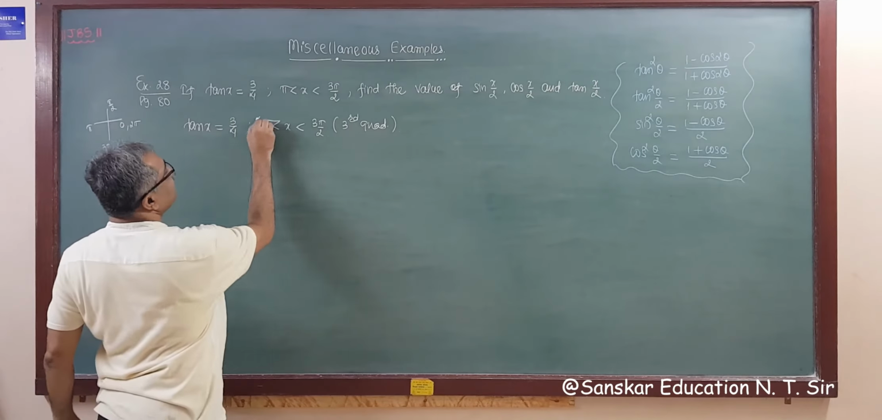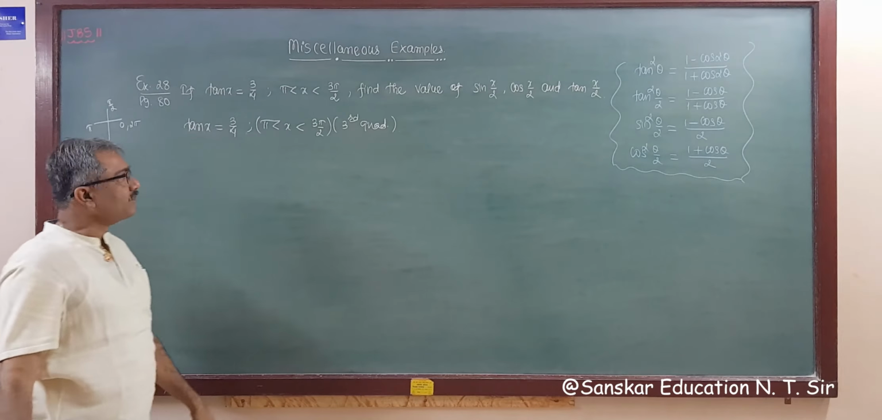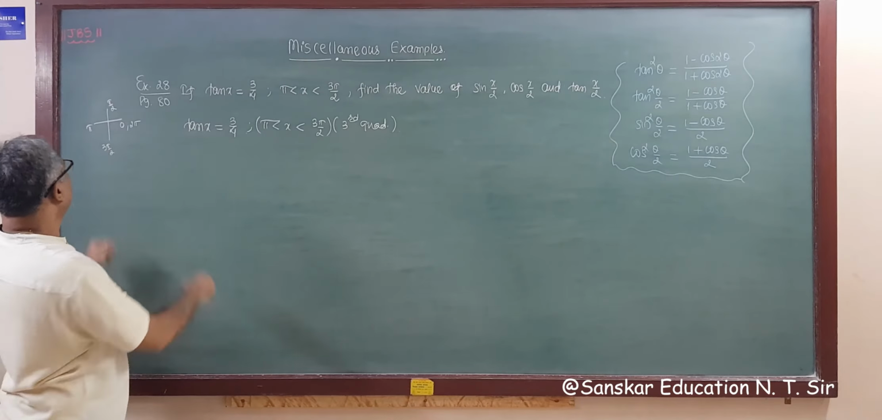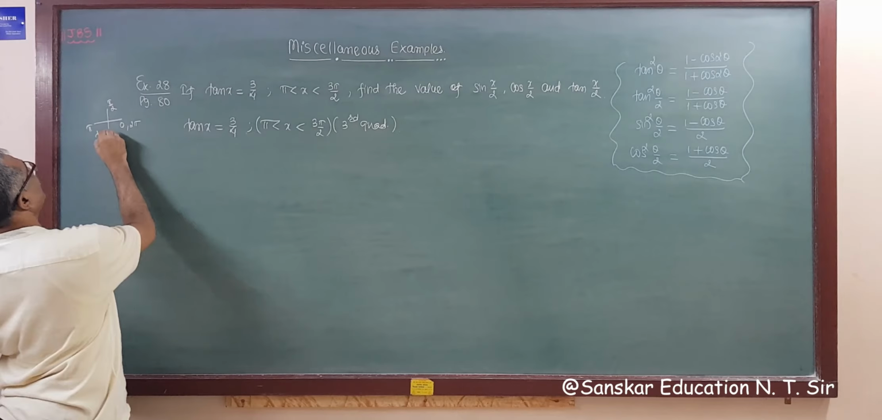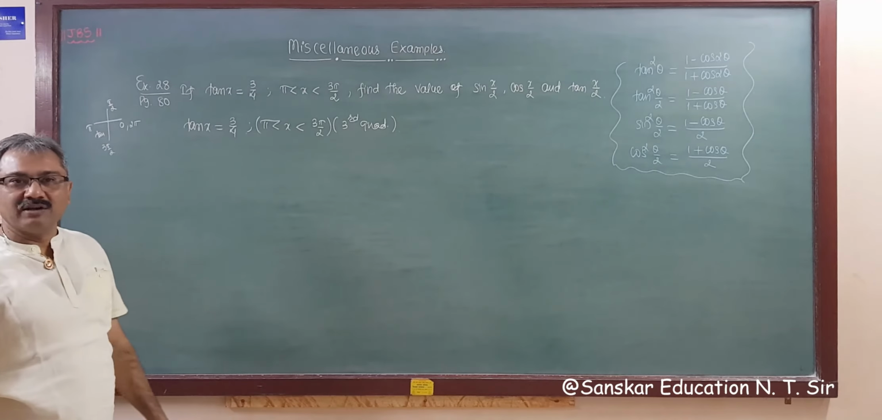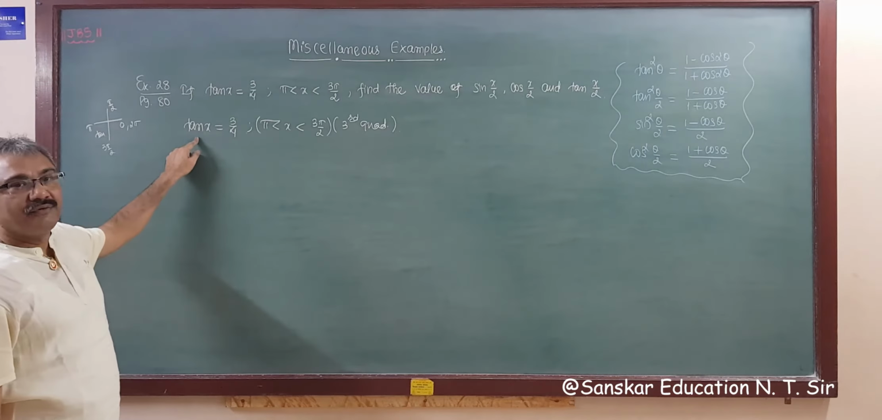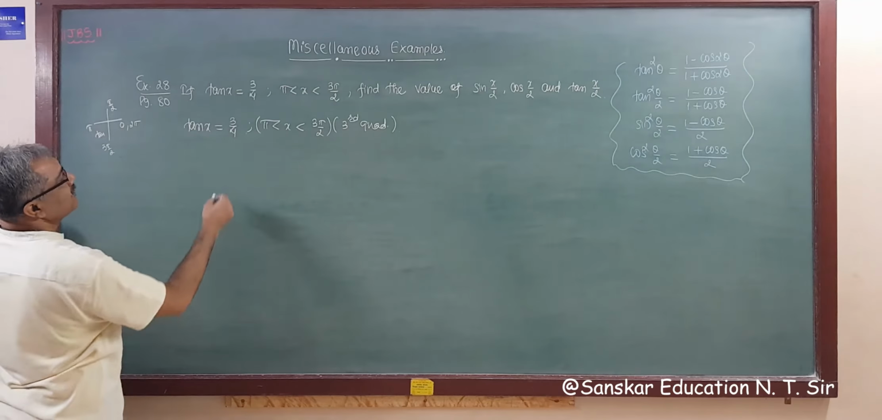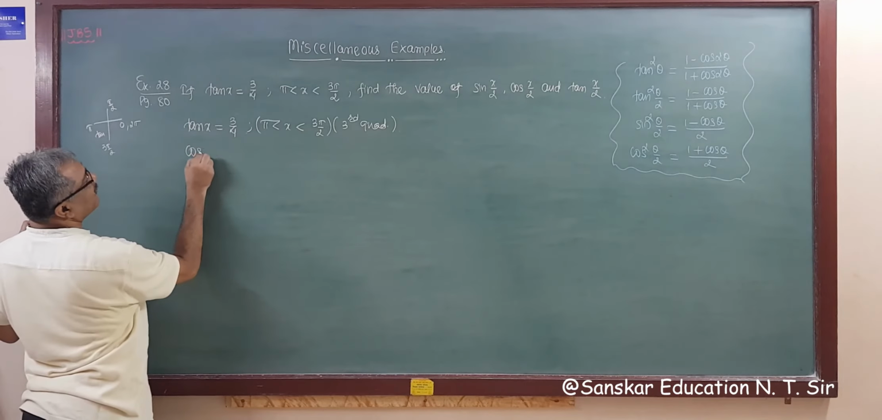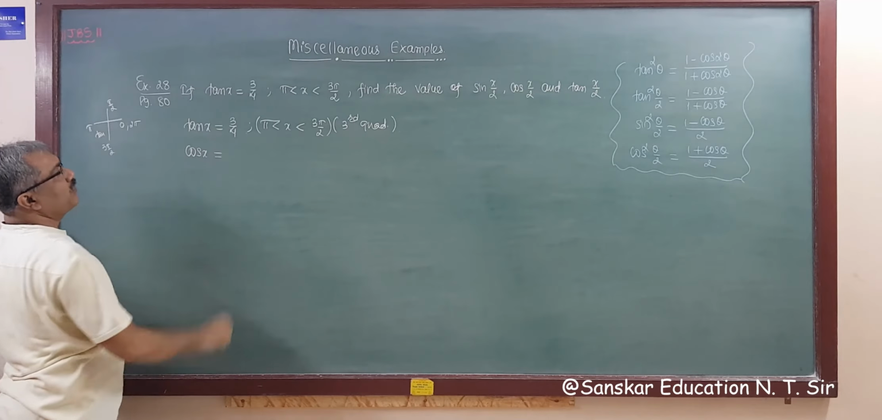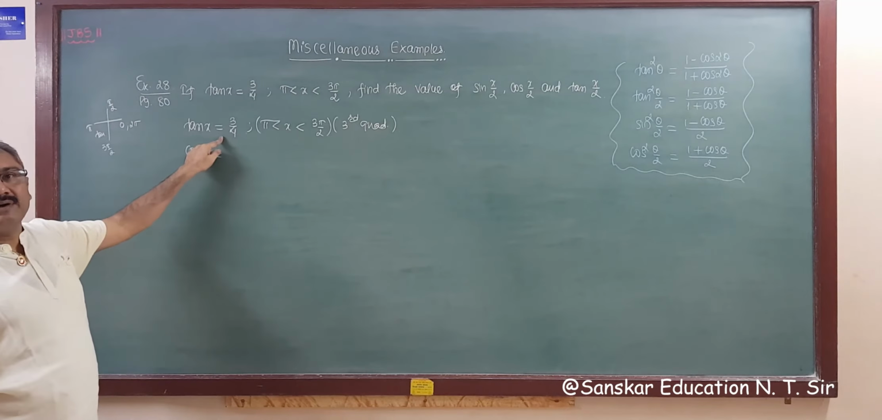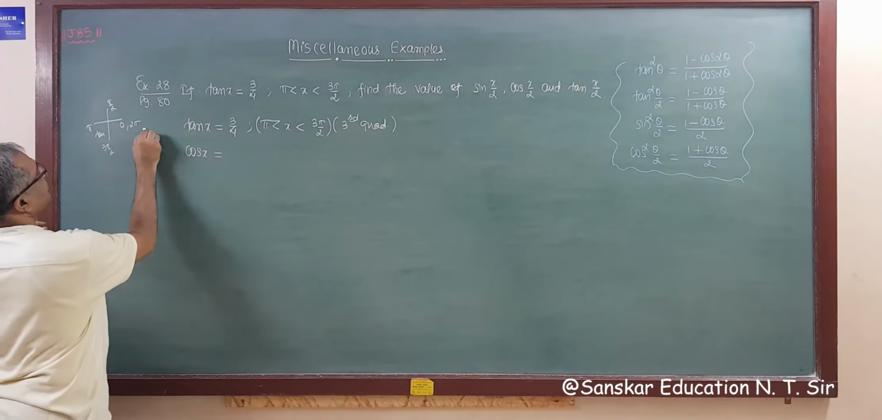Now in this third quadrant, tan is positive and cot is positive, all others are negative. So from this we need cos only. So cos x is equal to, now what you have to do? You have to draw a right angle triangle here. So this is your right angle triangle. This is your x.